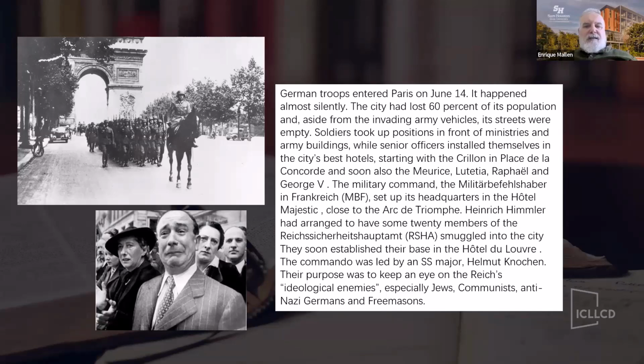They soon established their bases at the Hotel de Louvre. The commando was led by SS Major Helmut Knochen. Their purpose was to keep an eye on the main ideological enemies, especially Jews, communists, anti-Nazi Germans, and Freemasons.